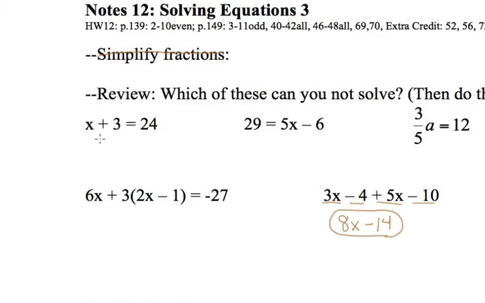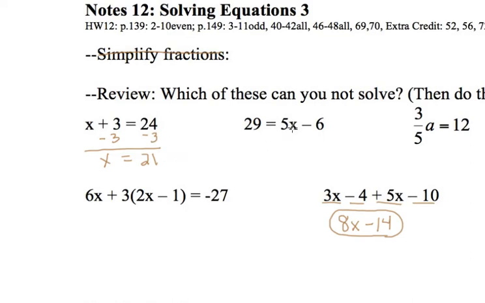Undo what's been done to x. To undo adding 3, we subtract 3 from both sides. X equals 21. This is a two-step equation.